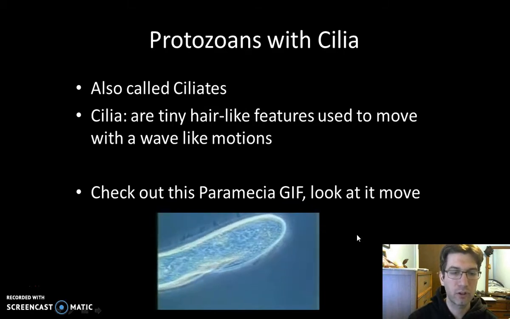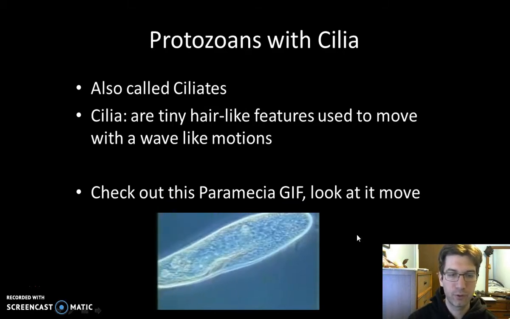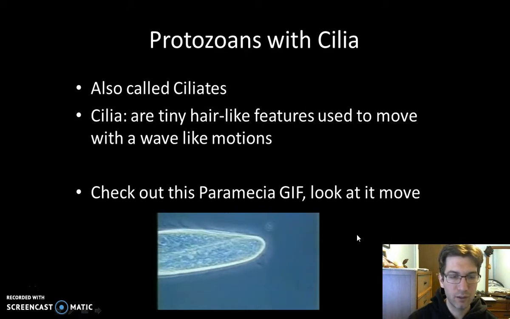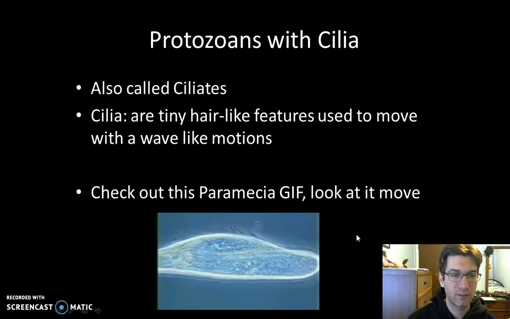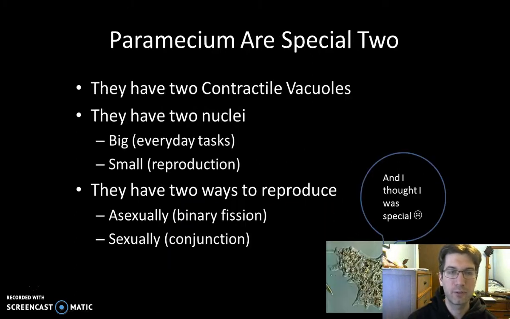Flagella are much longer, and you only have one, two, or a few of them when you actually have flagella. Here, this is cilia, and again, they cover the whole thing, so that's our paramecium. Our parameciums are very special. So they do have a few different things there.